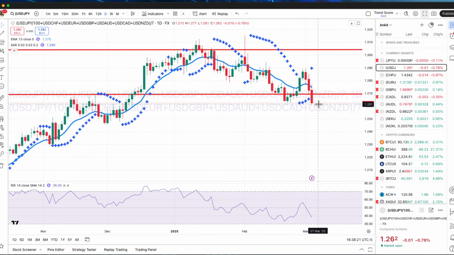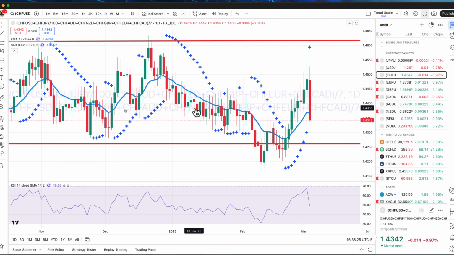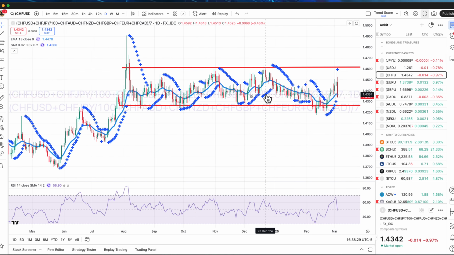Now, another surprise today was the Swiss franc. Take a look at that move. And this was, again, one of the biggest daily drops that we have seen percentage-wise.